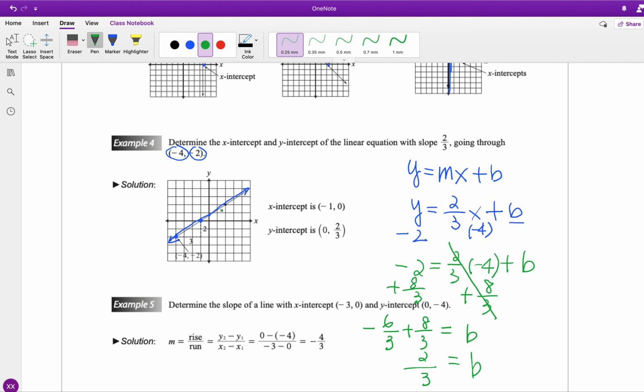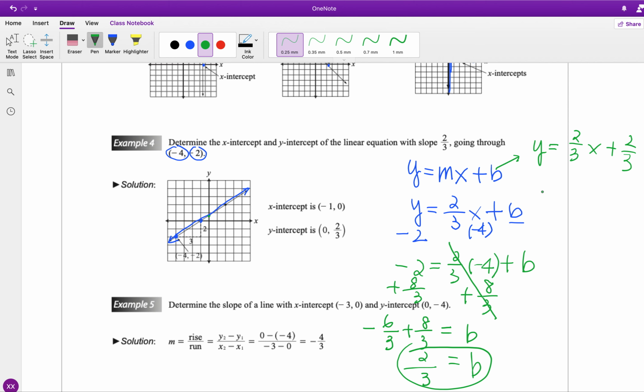As I said, it's very, very difficult to read this part from the graph. But with the equation now, you get the y-intercept. On the other hand, your equation now becomes y equals 2 over 3x plus 2 over 3. Take a look at this.